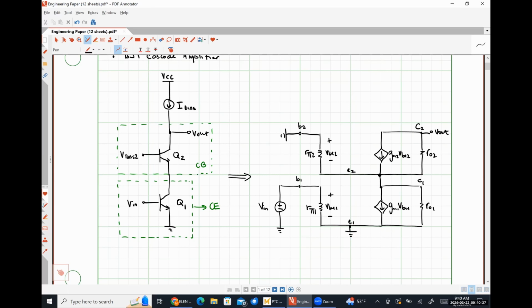Okay. All right, so this is our small signal model. We're going to approach things in a different order than we have been doing it. Usually we calculated our voltage gain first, then our small signal input resistance, and then our small signal output resistance.